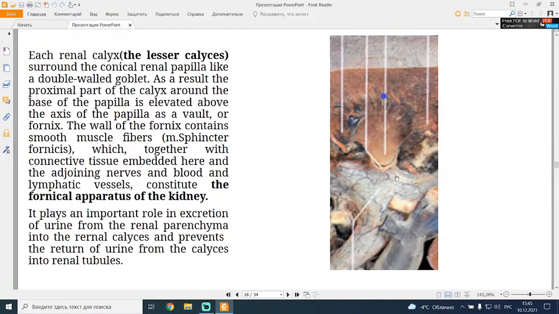Each renal calyx, the lesser calyces, surrounds the renal papilla like a double-walled goblet. As a result, the proximal part of the calyx around the base of the papilla is elevated above the axis of the papilla as the fornix. The wall of the fornix contains smooth muscle fibers, musculus sphincter fornicis, which together with connective tissue embedded here and nerves and blood and lymphatic vessels constitute the fornical apparatus of the kidney.